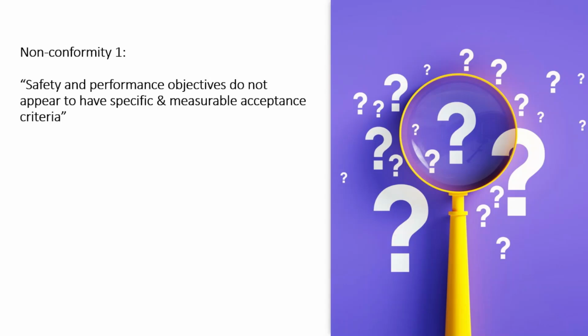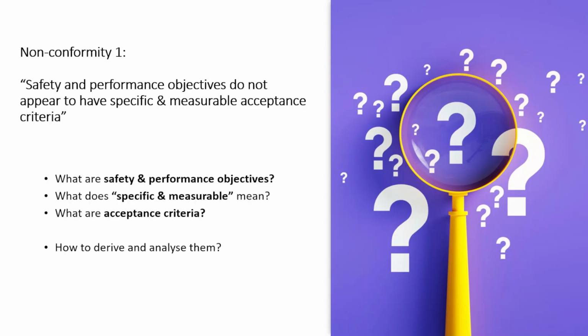So breaking that down, we need to understand exactly what the question means and how to address it. And so it's possible to break it down into the following bullet points. What actually are safety and performance objectives? What in this context does specific and measurable mean? And what are acceptance criteria? And importantly, of course, it needs to go beyond not just knowing what they are, but how do we derive and analyze them?